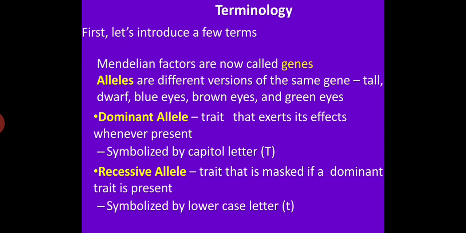Dominant allele: a trait that exerts its effect whenever present is called a dominant allele. It is symbolized by a capital letter. The recessive allele is the trait that is masked if a dominant trait is present. It is symbolized by a lowercase letter.